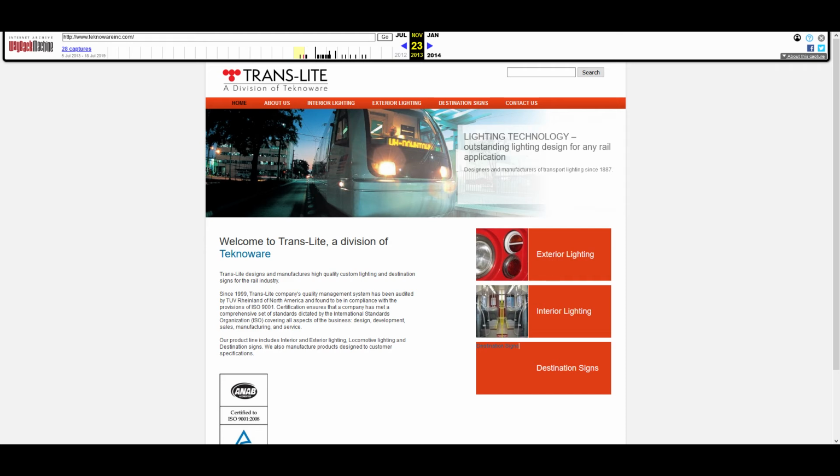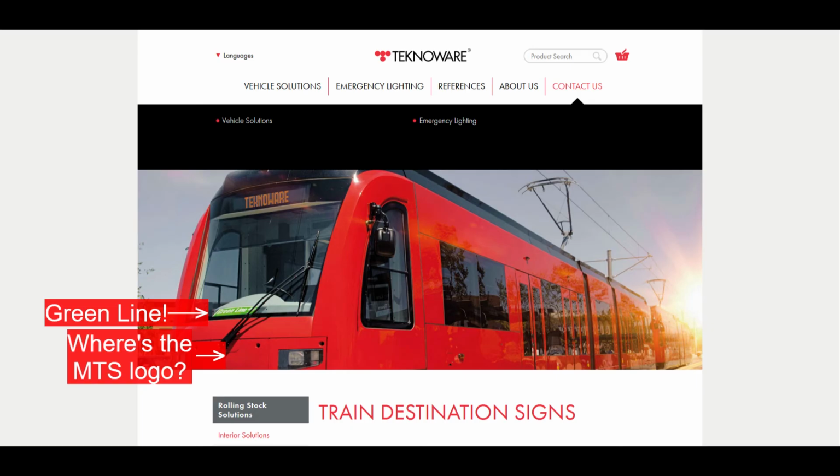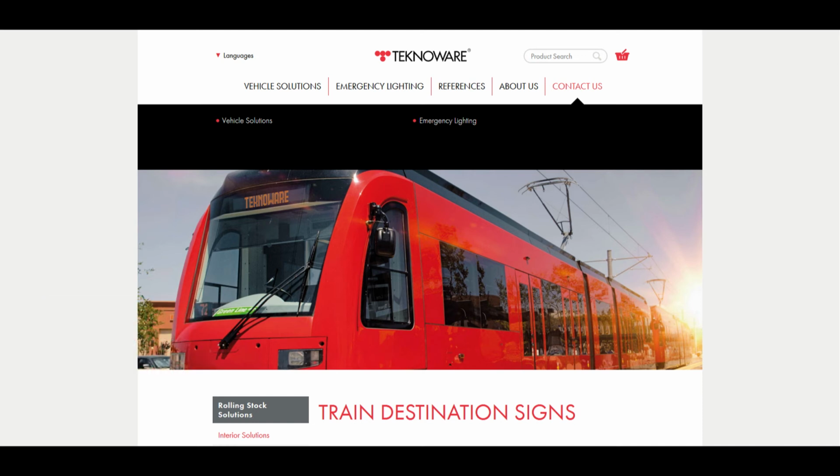Technoware still continues Translite's legacy of building railroad destination signs, including for the San Diego trolley. I didn't know that the manufacturer of my home city's trolley's destination signs was a descendant of the manufacturer of Gyralites. You can check out the Technoware website down in the description.